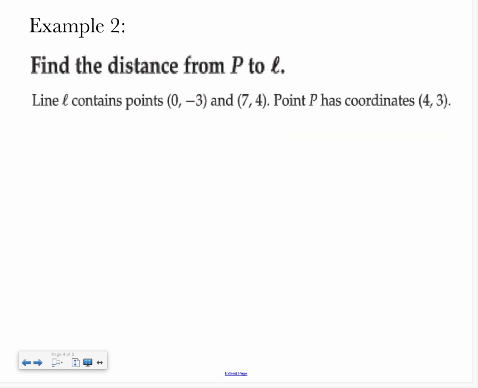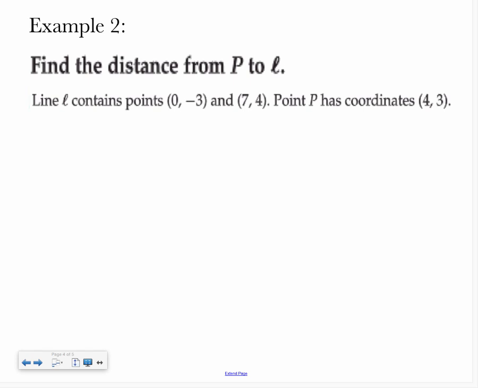Okay, so let's take a look at example 2. There are quite a few steps, so I recommend writing this down because this is straight out of the homework. Find the distance from point P to line L. Line L contains points (0, -3) and (7, 4). Point P has coordinates (4, 3).